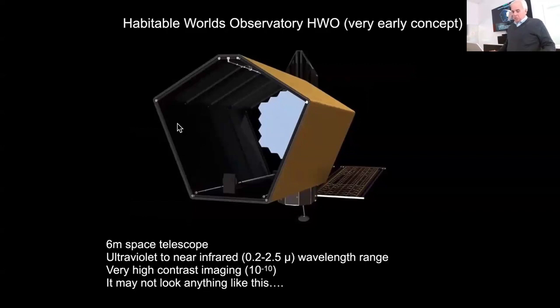The idea is it's a 6-meter telescope. It'll roughly range from the ultraviolet to the near infrared. It won't be like JWST, which goes to the far infrared. And it will be designed for high contrast imaging.